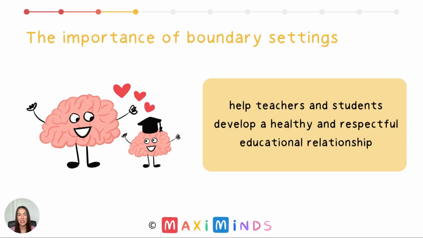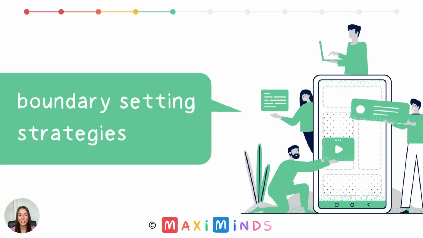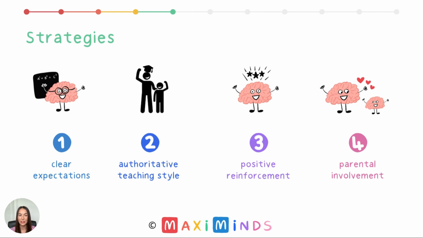So to summarize all of these things, the final importance of boundary setting is to help teachers and students to develop a healthy and respectful educational relationship. So how can you actually set boundaries, and what are the strategies that I'm going to show you today? We're looking at 4 strategies today. How can you set clear expectations, adopt an authoritative teaching style, positively reinforce students for good behaviour and desirable behaviour, and finally involve and engage parents more.